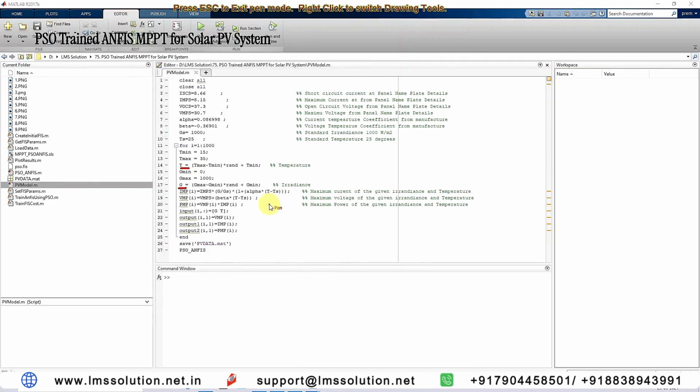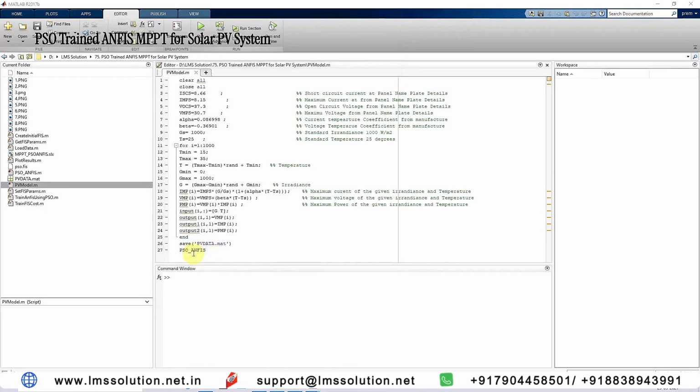And then the output or target data for the ANFIS network is VMP, that means the voltage at maximum power point. So this is going to be considered as the output, target data for the ANFIS network. This is going to be collected by means of this program. Here we are going to collect 1000 samples. After collecting the data, I'm going to store it in the file pvdata.mat. This data is then going to be used in the training process.